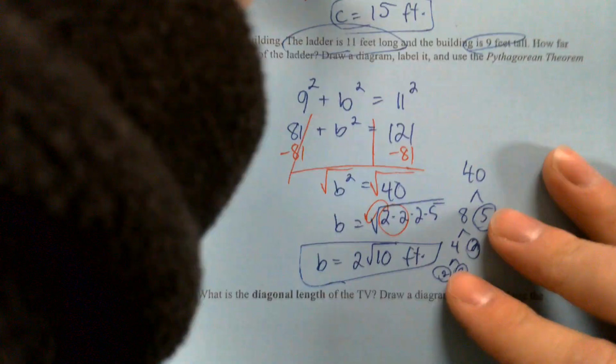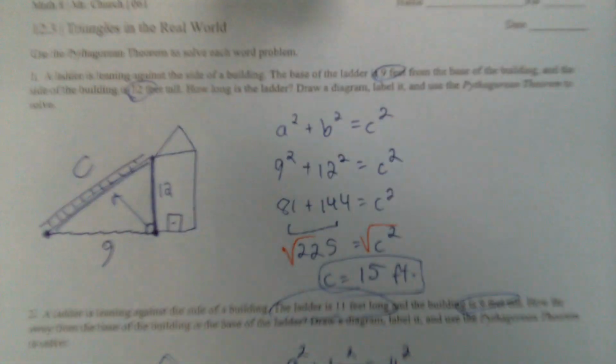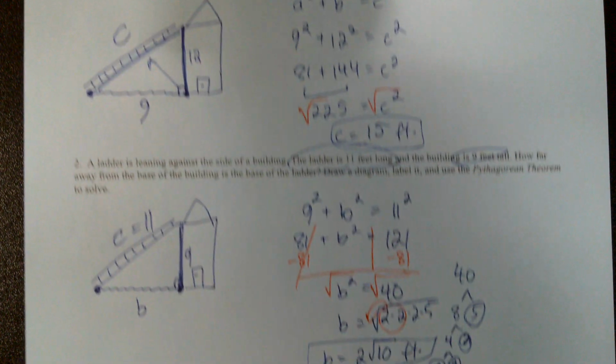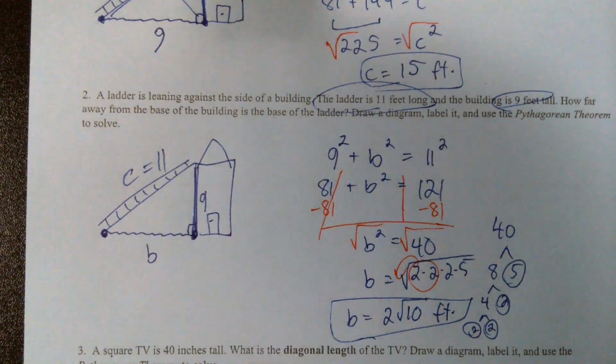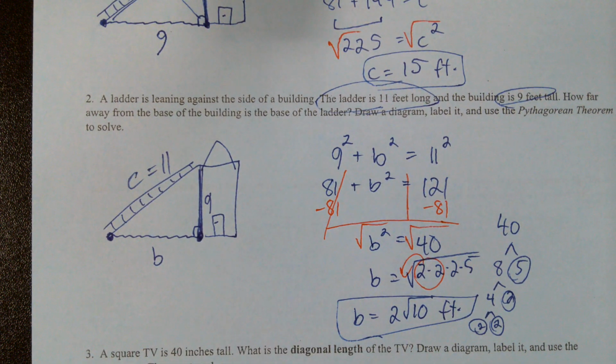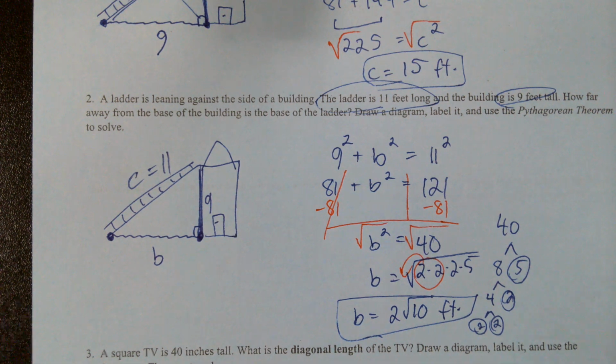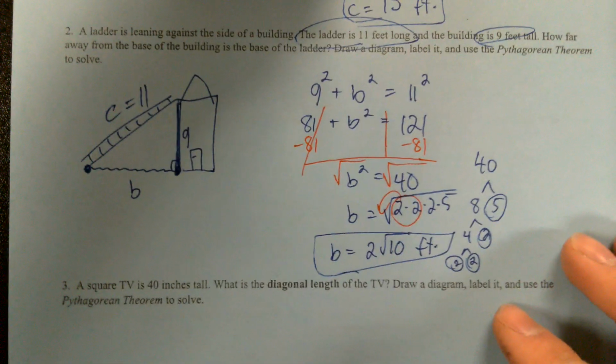So very similar problem, but I really want you guys to see the difference between our setups based on what information is given. Are we given the hypotenuse? Are we given one of the legs? It's really important that you know the difference.